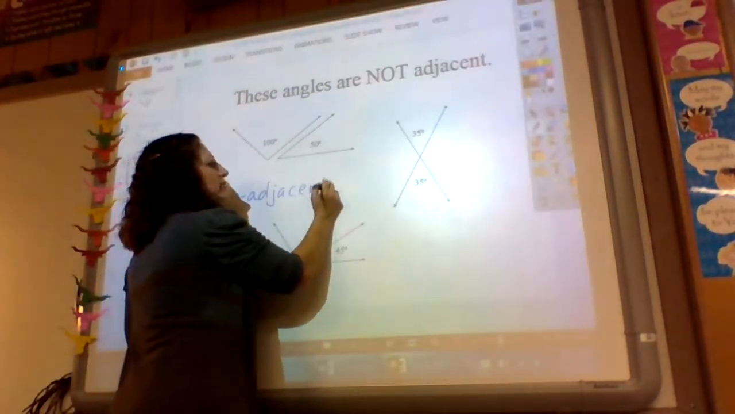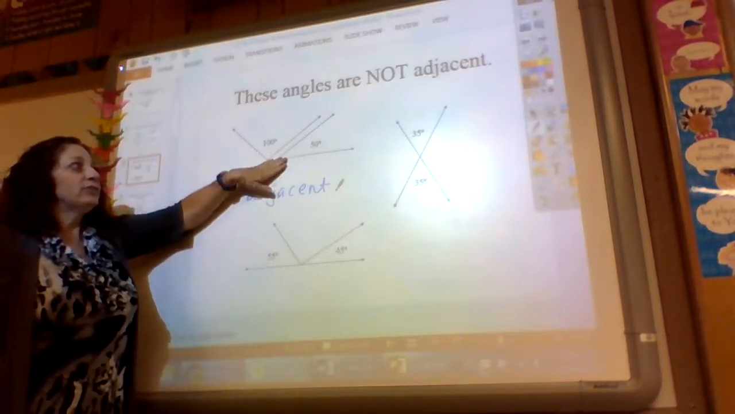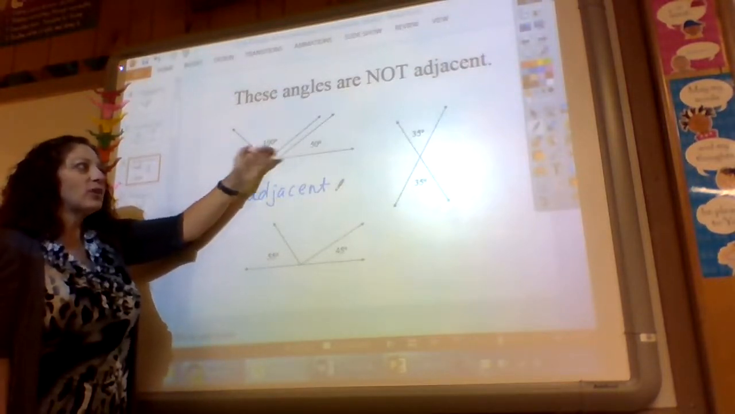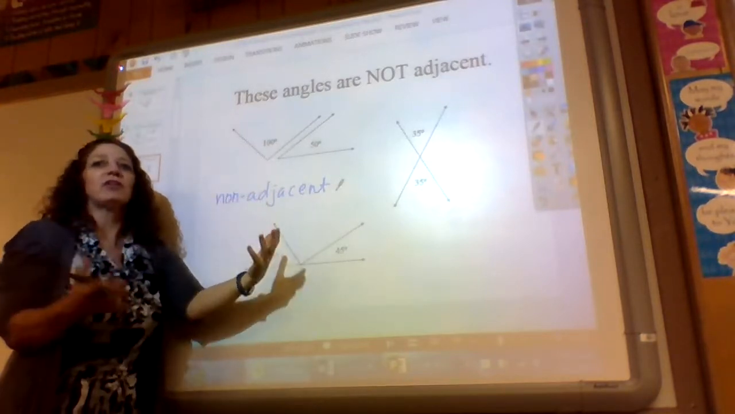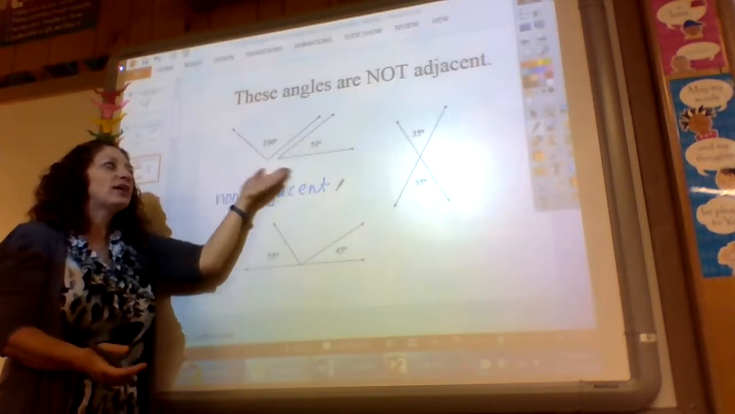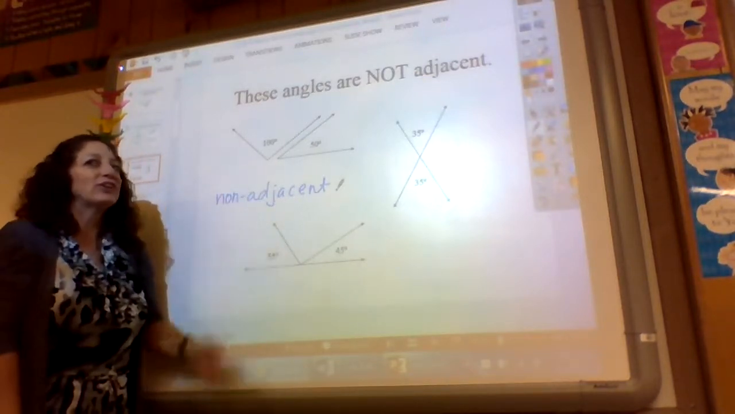Non-adjacent angles are the opposite of adjacent. These are very close, but not sharing a common ray. So if you have a boyfriend and girlfriend walking down the hallways of school, you want to walk non-adjacent. There needs to be space between you. You're not so close that you're sharing a common arm.